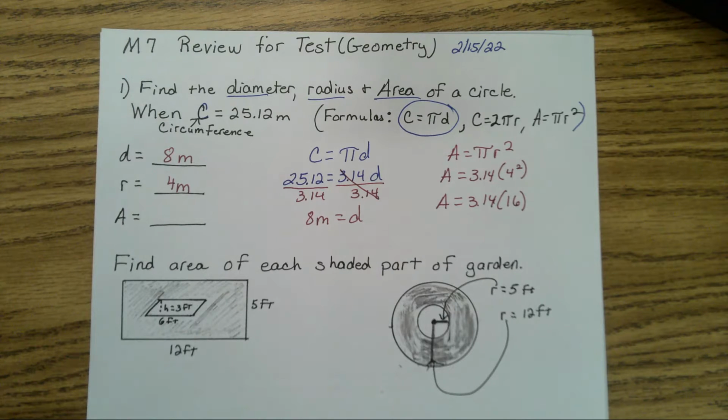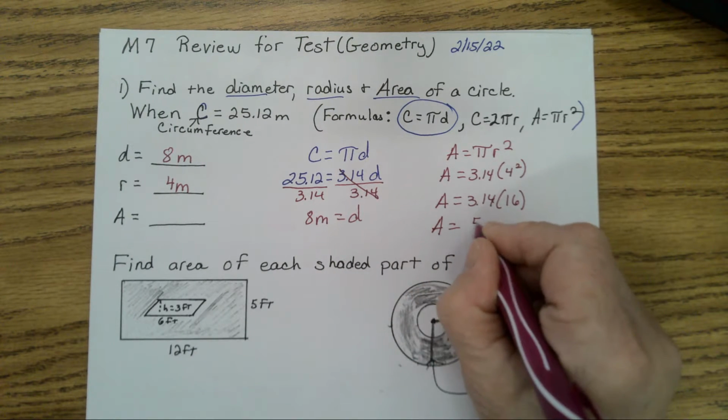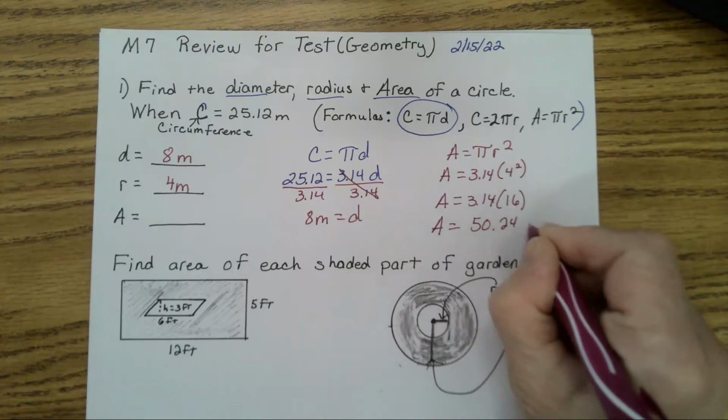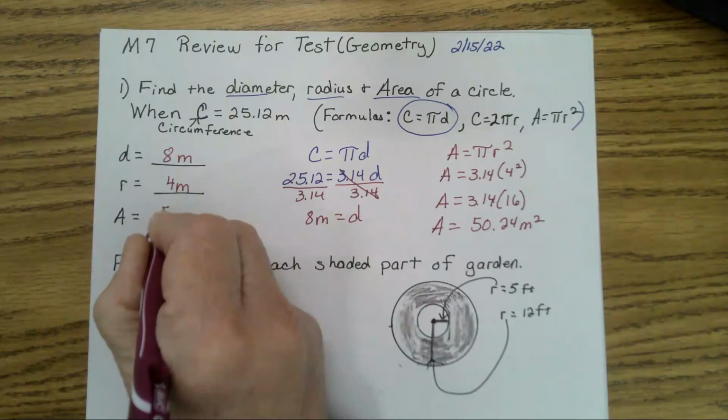I'll turn on my computer calculator. 3.14 times 16. Yeah, 50 and 24 hundredths. And it's going to be meters squared. All right, and we're going to put that down over here on the answer blank.